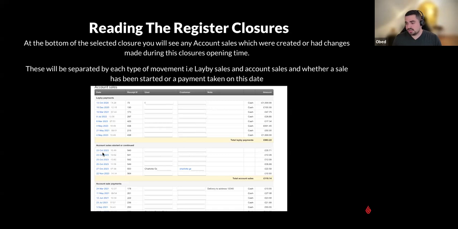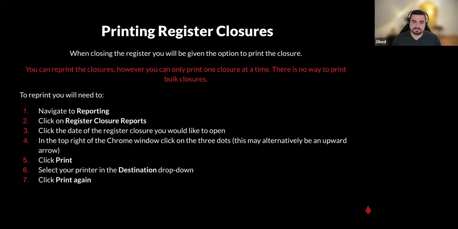And then you'll be able to see if the sale was started, continued, or fully paid. And then any sale payments, or any payments that went toward those sales, will be included at the bottom as well. So you can see that's broken down in this section. So if anything is not adding up, it might be a good section to check as well.